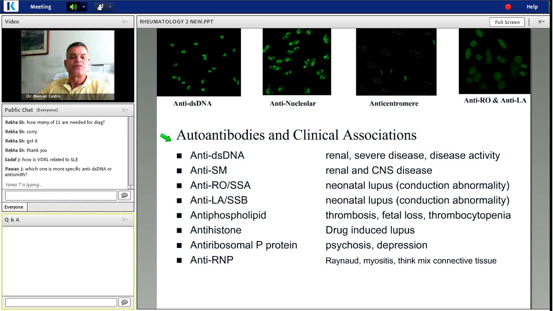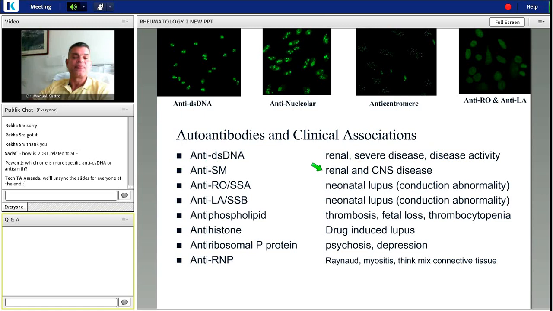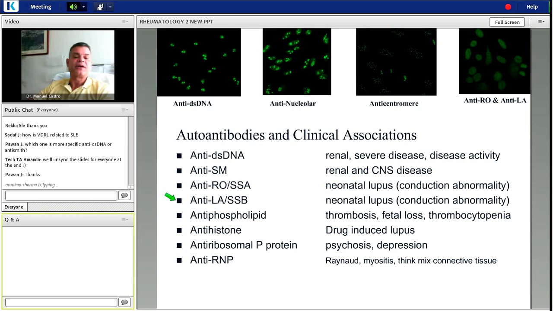So anti-double-stranded DNA is seen in renal disease, severe disease, and it correlates with disease activity. Anti-Smith antibody is also seen in renal disease and in CNS disease, okay? Now, anti-Ro and anti-La are normally seen, both of them, in neonatal lupus, okay? And these can lead to conduction abnormality in the babies, okay? Then antiphospholipid antibodies. This is associated with thrombosis, right?